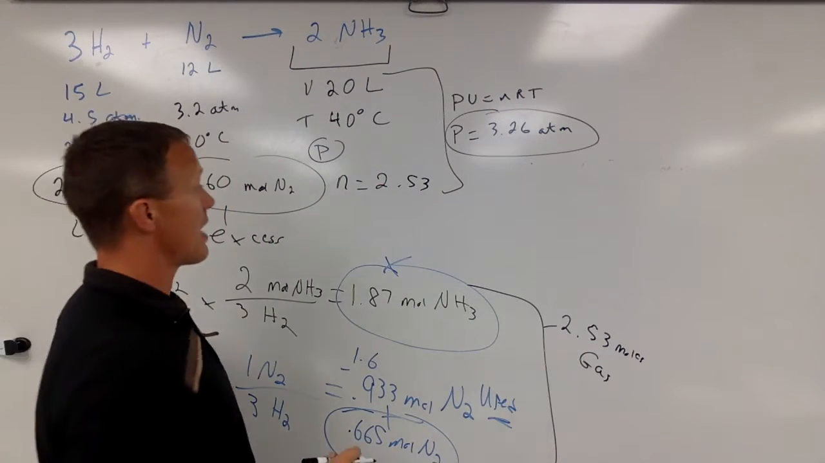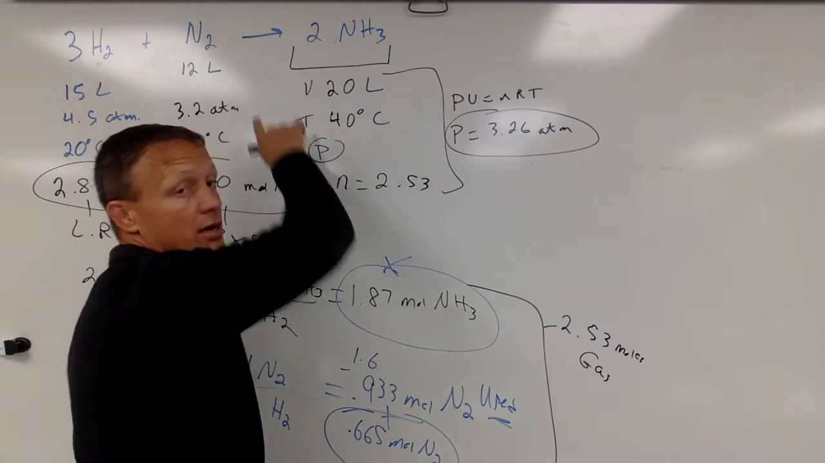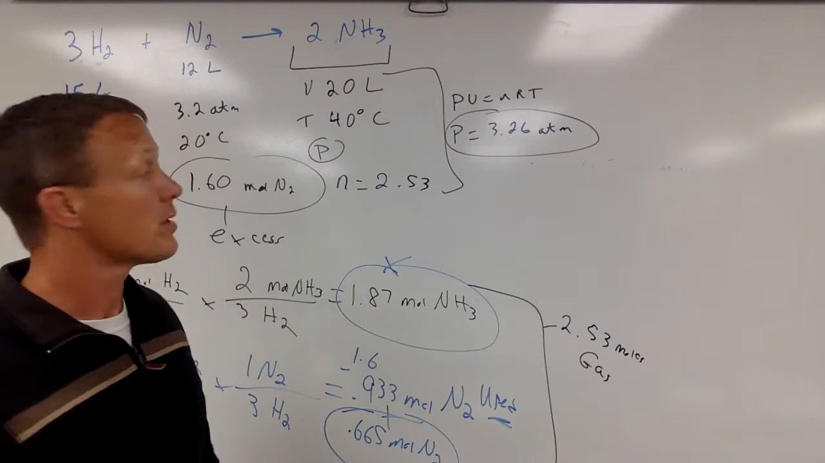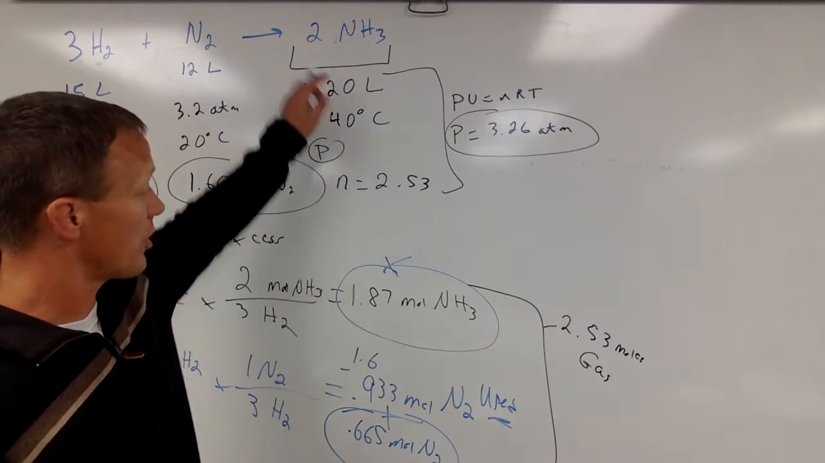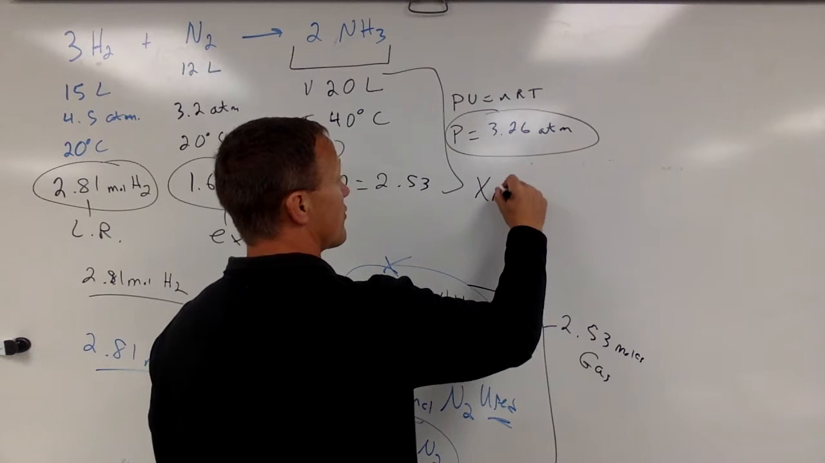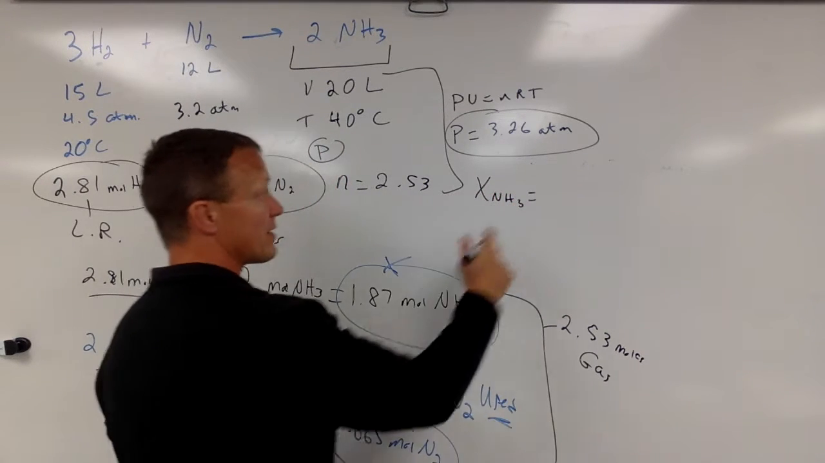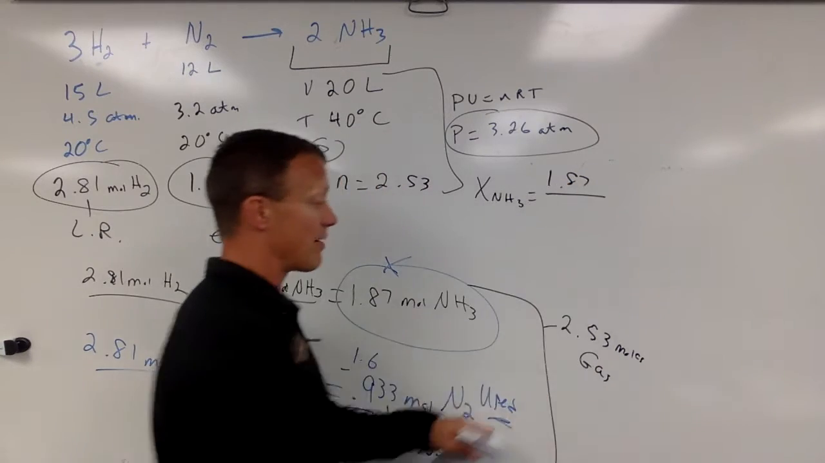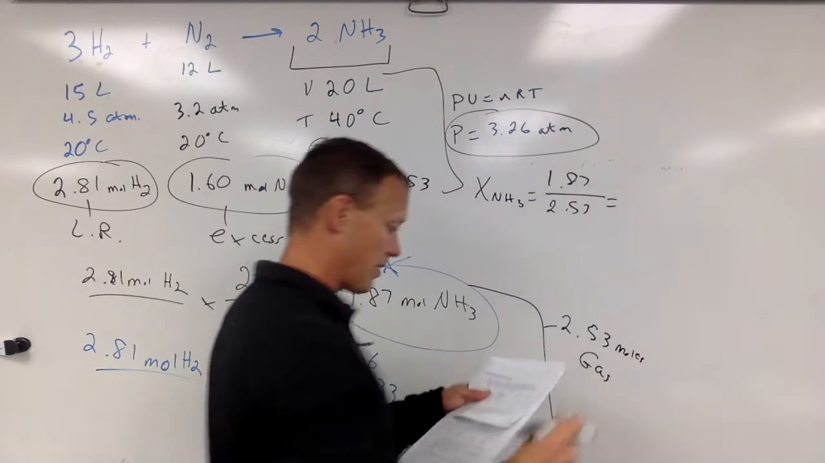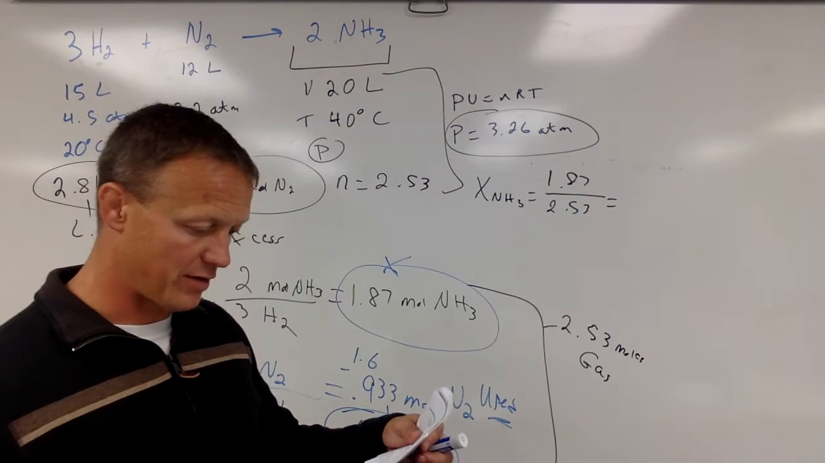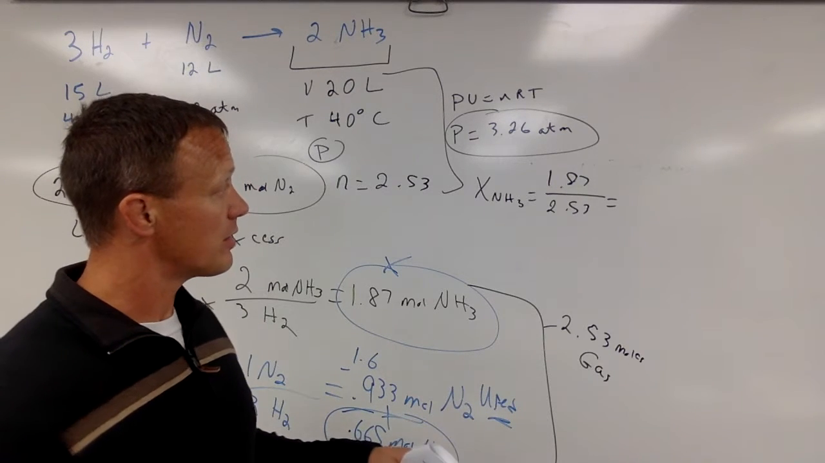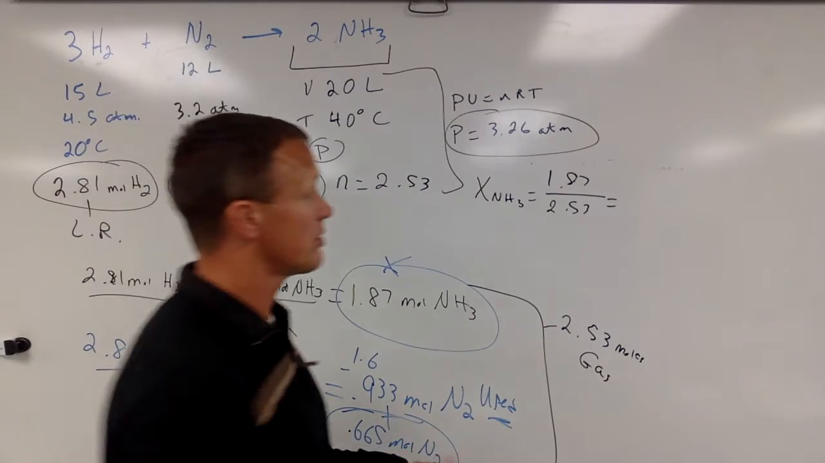Some of that pressure is being caused by ammonia, some of it's being caused by nitrogen, none of it's being caused by hydrogen. So the partial pressure of hydrogen is 0. Ammonia is going to be causing more pressure because there's more moles of it. So I'm going to get the mole fraction of ammonia. The mole fraction of ammonia is 1.87 moles of ammonia divided by the total moles, 2.53. And that mole fraction is approximately, oops, I didn't even have that on here. I've not done that, I guess, but once we get that mole fraction, I guess we can just do this.